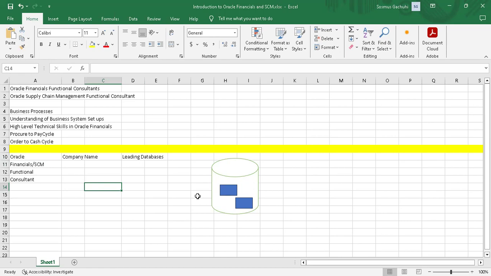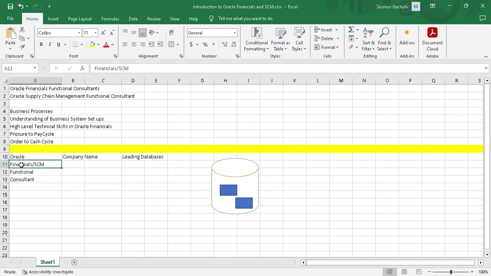it will lead you to understanding other areas, because once you understand financials and then you understand how financials relate with supply chain, again you'll end up understanding how financials and supply chain relate with the human resource application. The same way, you will understand how financials relate with planning applications. So all these, we call them the family product of Oracle.